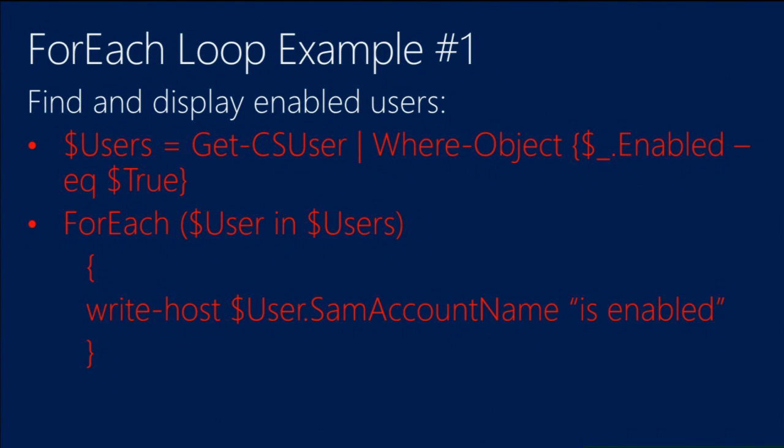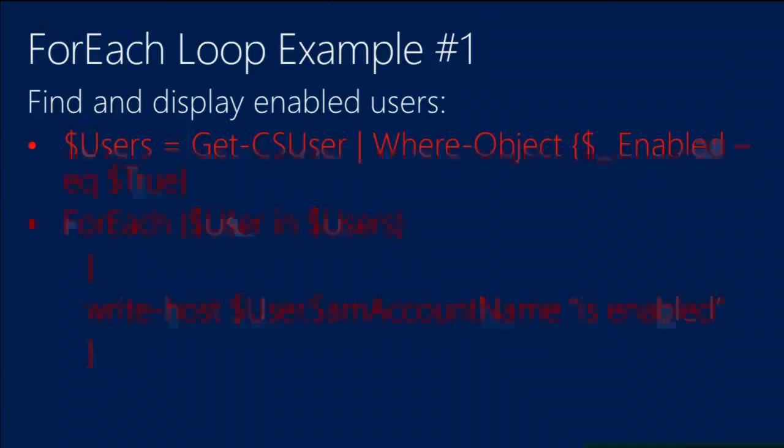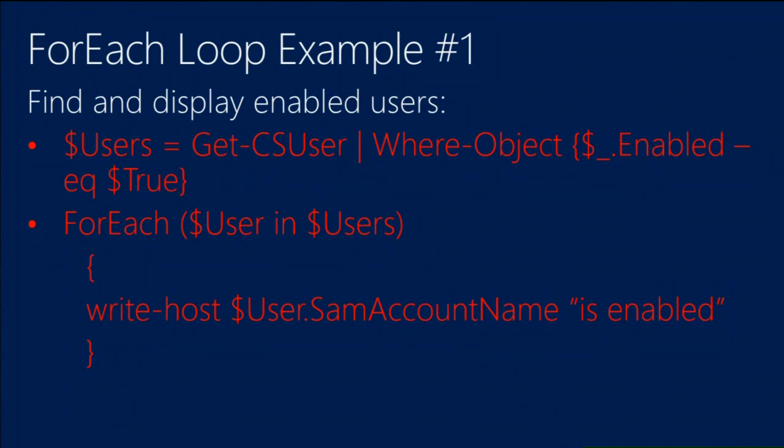And once we get that information and we put it into our users variable, we then go into the foreach loop. So we're specifying all the users within that users variable. And then within the brackets below, we're actually then performing that task on all of those users. So this one just simply displays the user's SamAccountName and whether it is enabled, and writes it to the PowerShell screen. So very simple but basic, and just showing you how you do a basic foreach loop.